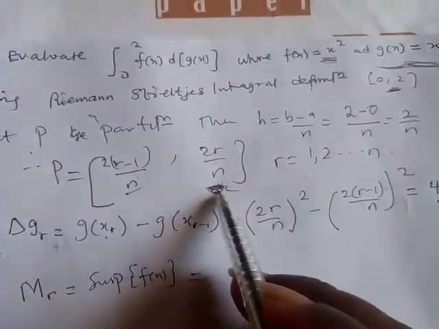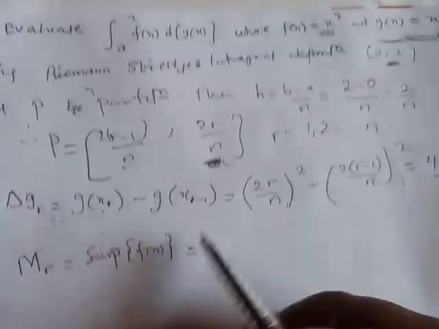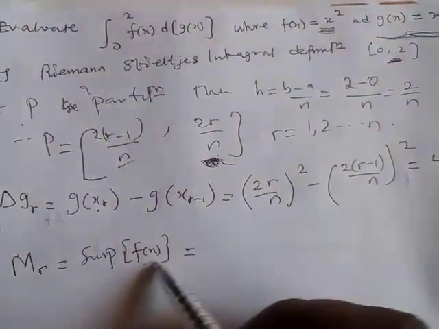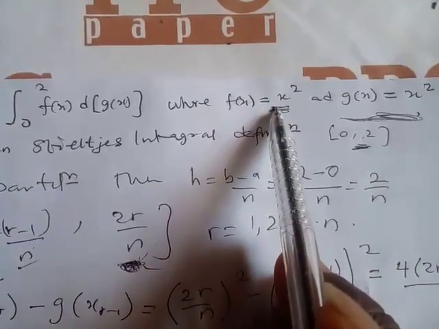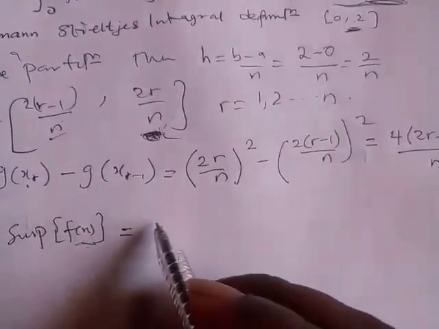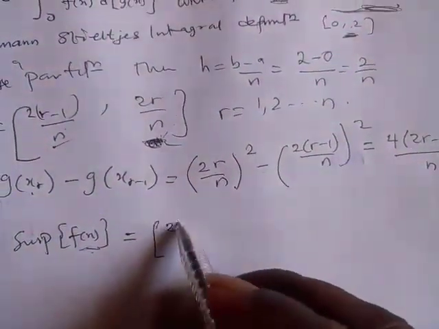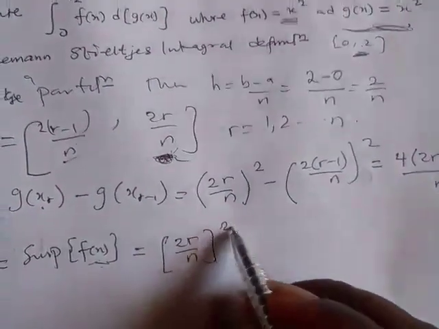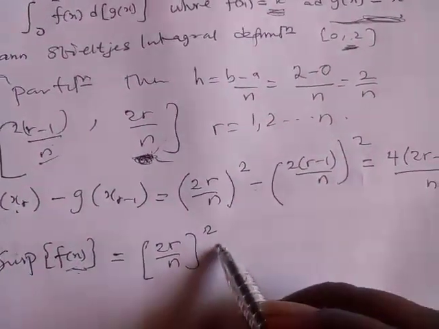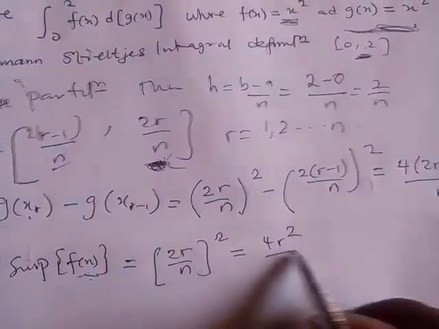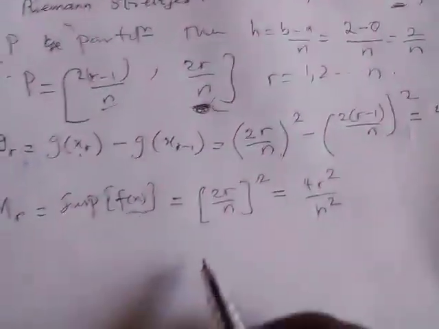That is, anywhere we see x inside f, we put this. But for our f, we need to consider what is there. Our f is x squared. So this is just 2R over N all squared. The other time it is just ordinary f, ordinary x, but there is a square on it now. So this is just 4R squared over N squared.